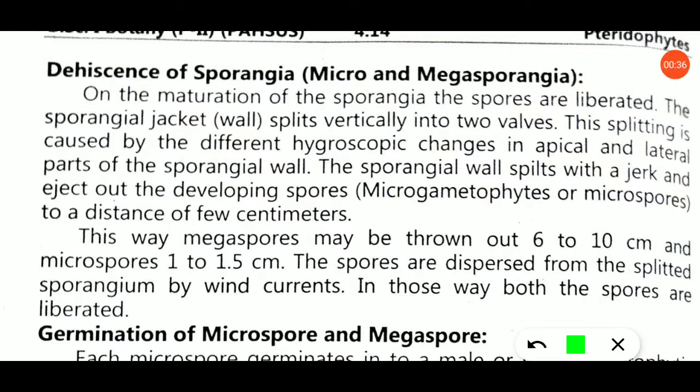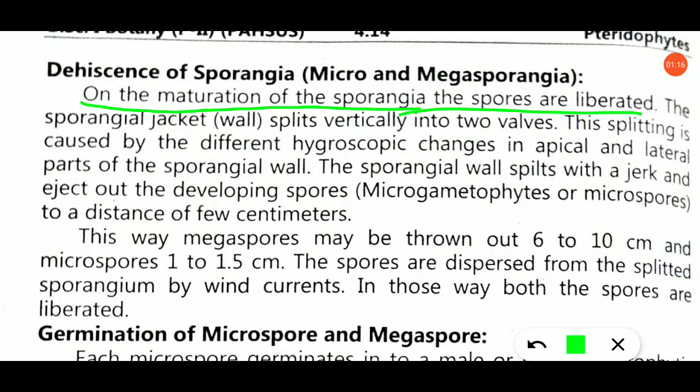The first point regarding the dehiscence of the sporangia, that is the microsporangia and megasporangia: on the maturation of the sporangia, the spores are liberated. When the sporangia mature, the next step is the dehiscence of the sporangia, which liberates the spores.